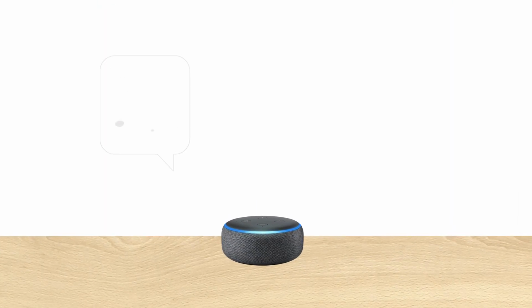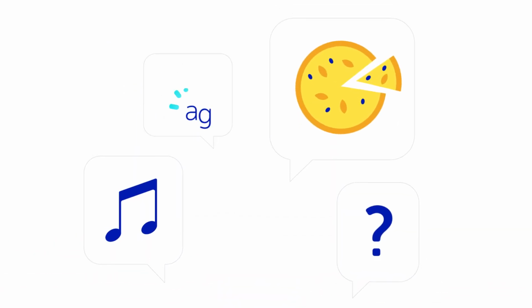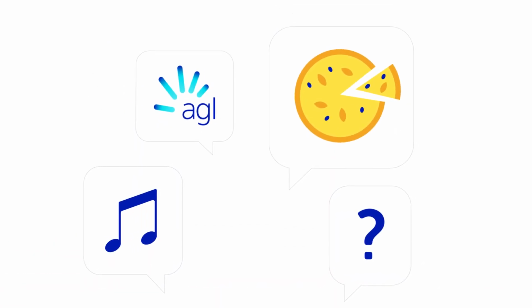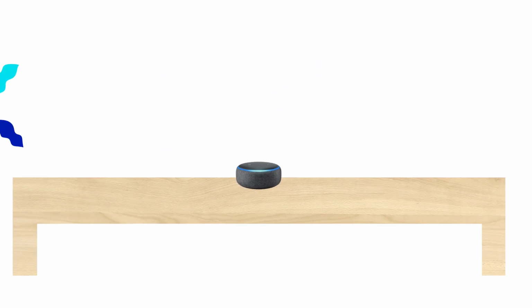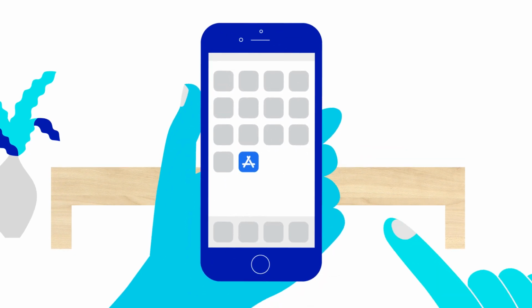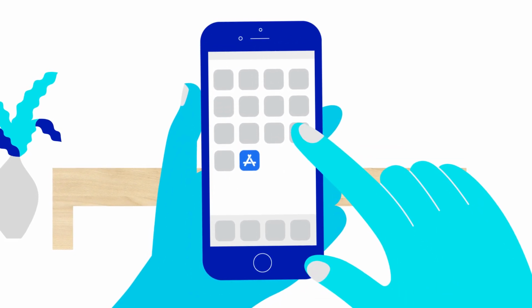Amazon Alexa is the voice-controlled service that allows you to play music, ask questions, order a pizza, and now get updates on your AGL energy account. All you have to do is ask. Here's how to get your AGL skill up and running with your Amazon Alexa enabled device.